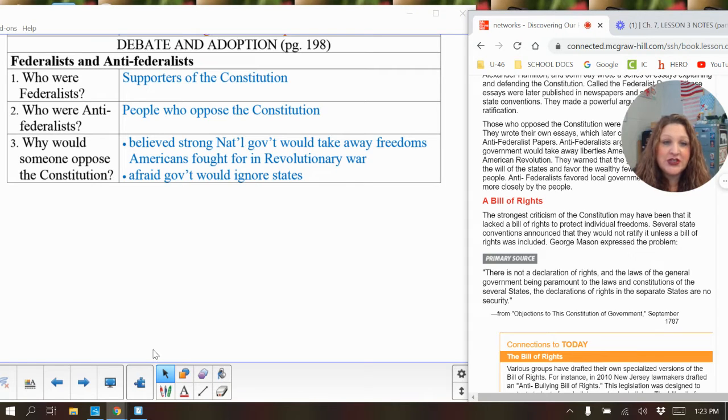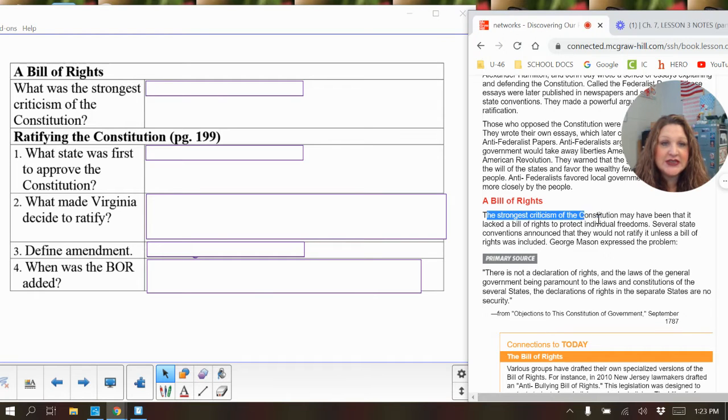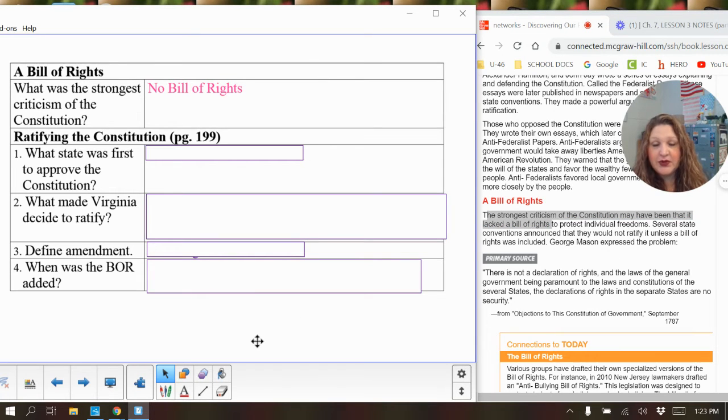There is not a Declaration of Rights, and the laws of the general government being paramount to the laws and constitutions of the several states, the declarations of rights in the separate states are no security. So this is what we're looking for in the first sentence. The strongest criticism is that it lacked a Bill of Rights, so that it did not have a Bill of Rights.